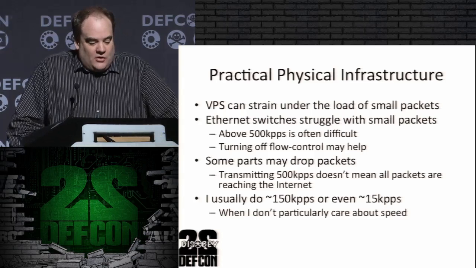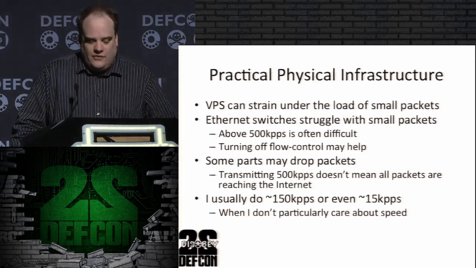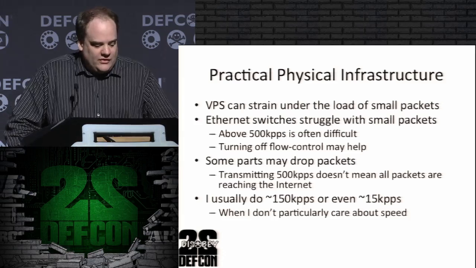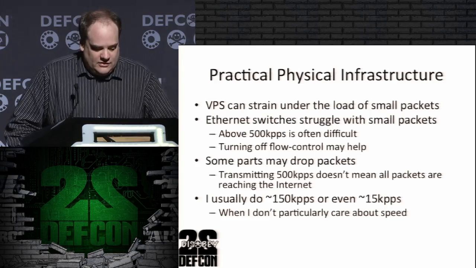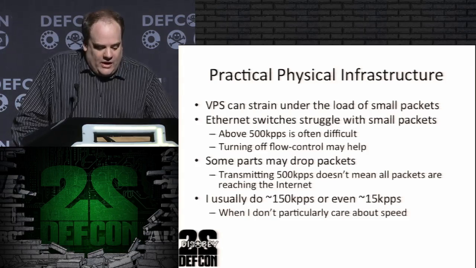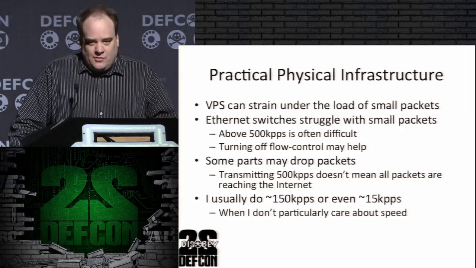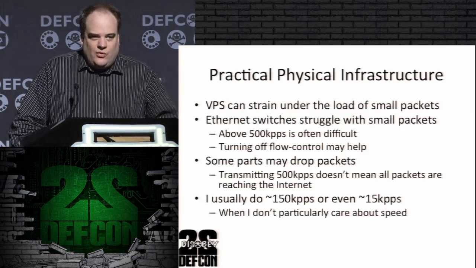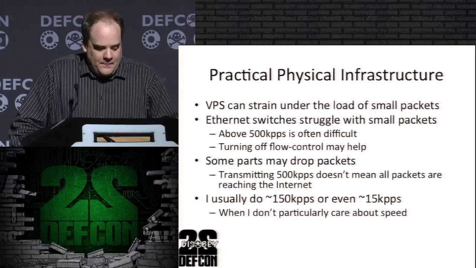There's the practical physical infrastructure. VPSs tend not to be able to handle the packet rate as much. It's when the I/O gets strained. As I mentioned before, the Ethernet switches slow down quite a lot. Also be aware that just because the Ethernet switch says that it will accept 500,000 packets per second doesn't mean that the rest of the infrastructure and all the hops out to the internet will accept those.